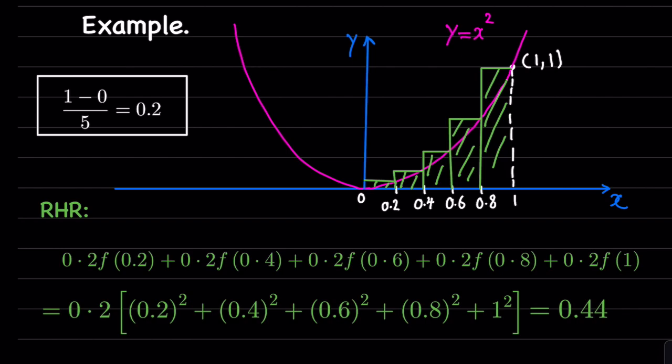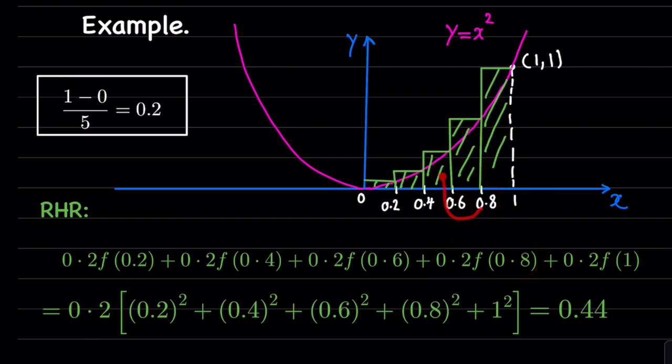Let's look at, say, this one. That's going to be the fourth rectangle. This side again is 0.2, and the height of that rectangle is the value of the function at this point. So that's what you see here.